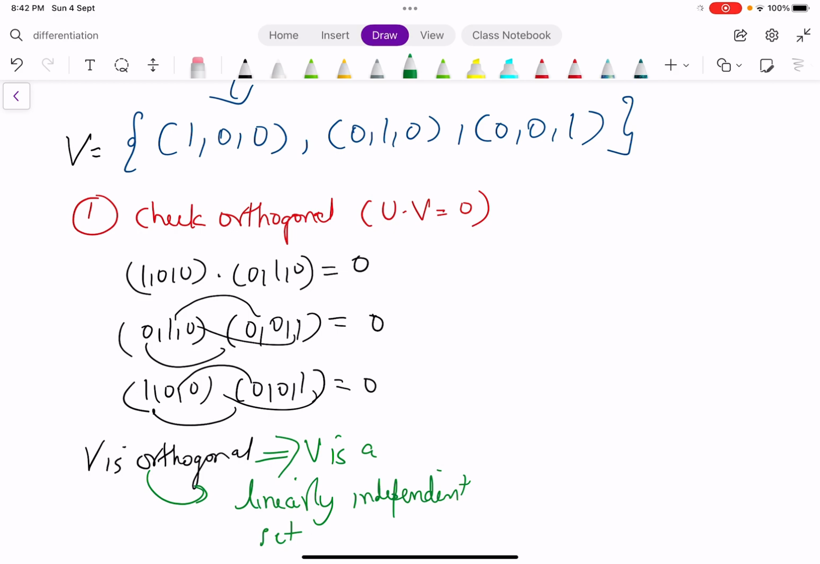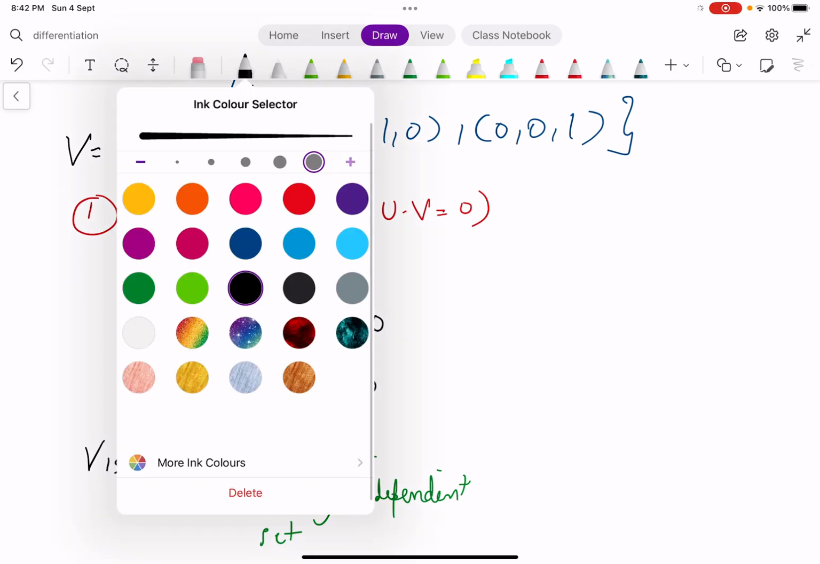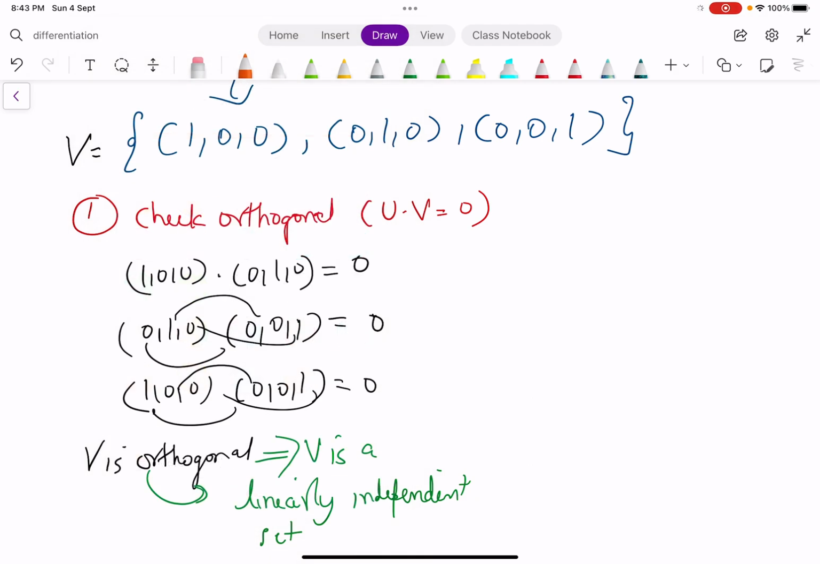Now let's check the orthonormality, and for checking orthonormality, the norm of each vector has to be 1. Orthonormal means all the vectors are unit vectors, that means the norm is 1. So let's check. Norm is just the length in this case, so let's find the length. Let's use orange. We'll call these vectors v1, v2, v3.